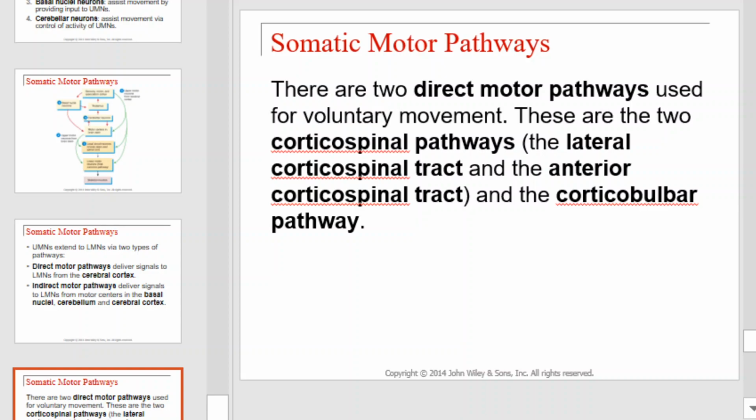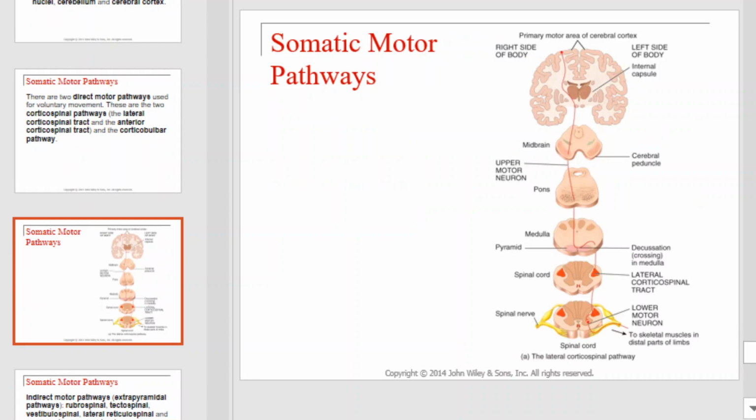There are two direct motor pathways used for voluntary movement. These are the two corticospinal pathways, the lateral corticospinal tract and anterior corticospinal tract, and the corticobulbar pathway. Those pathways are illustrated here.